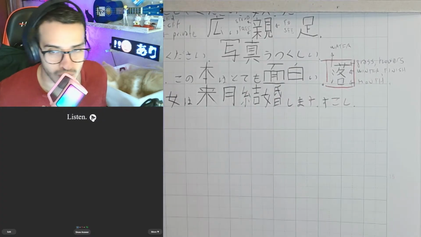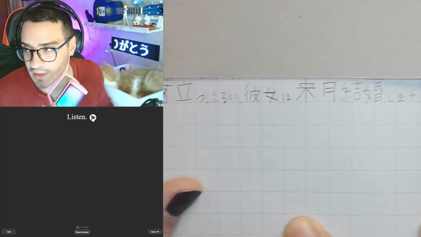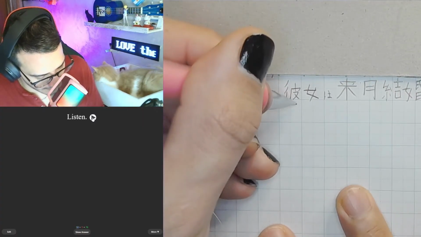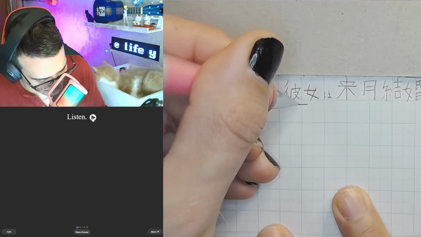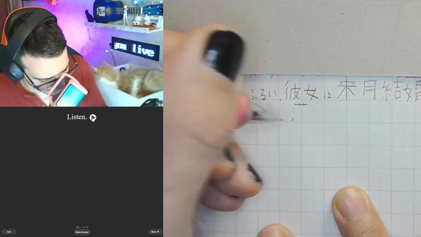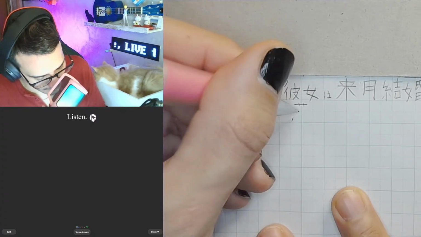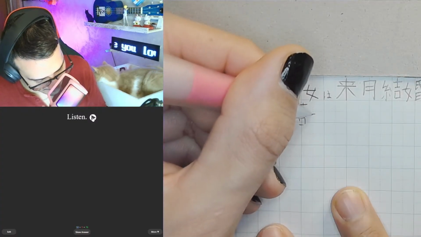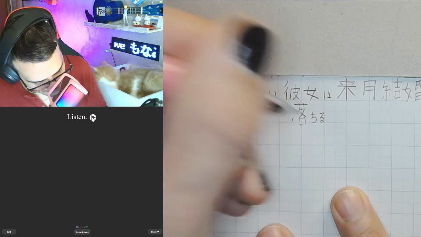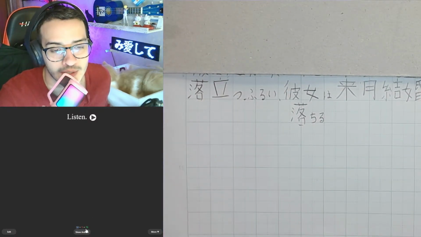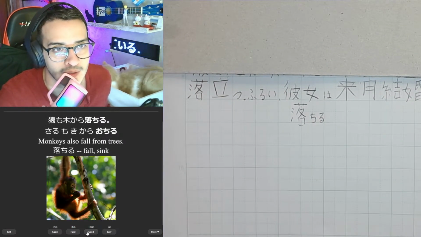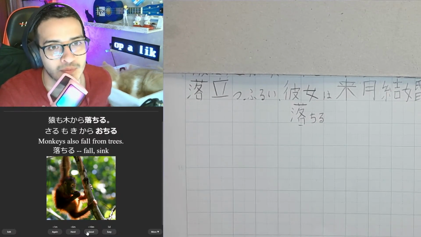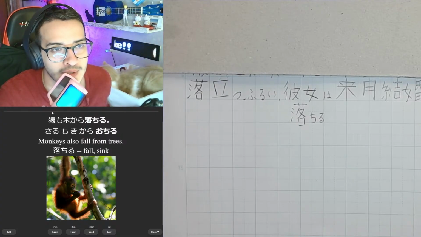I just understood ochiru. So let's practice the ochiru kanji. Ochiru, we said, is made with a flower radical, the water, finish, and mouth. Ochiru, which means to fall. Saru mo ki kara ochiru. Monkeys also fall from trees. Saru.